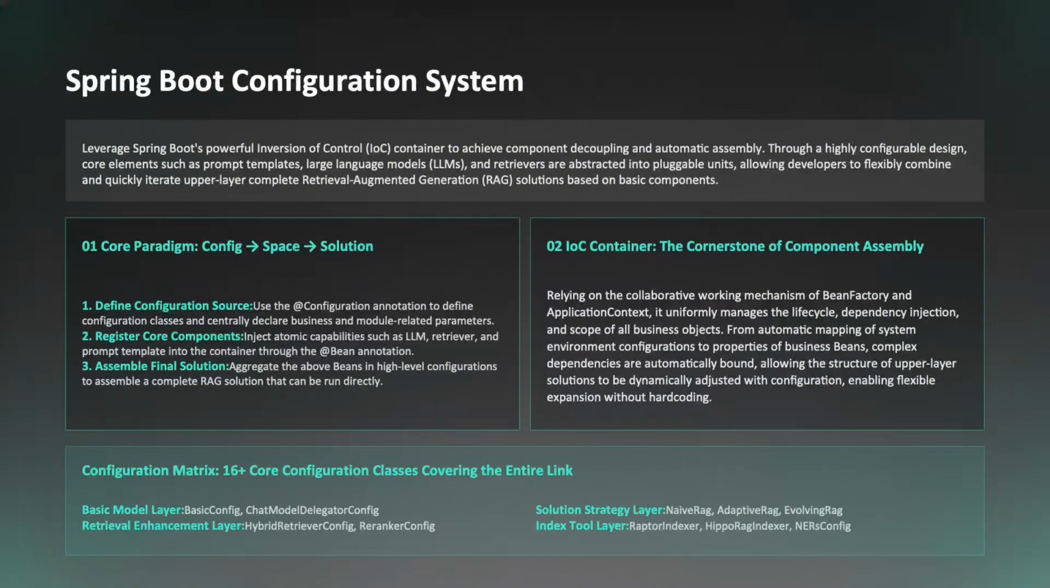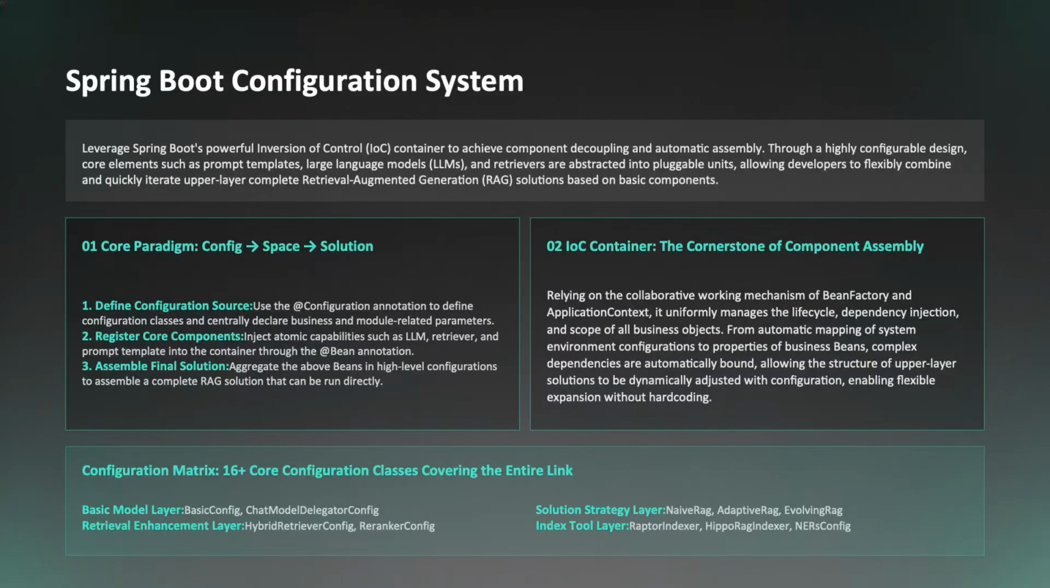Our core assembly paradigm follows 3 fixed steps. Config space solution. First, define configuration sources with configuration annotated classes to uniformly declare global model and business parameters. Second, register core atomic components via @Bean annotations, including LLMs, retrieval engines, prompt template spaces, and re-rankers. Third, assemble all registered beans into a complete, runnable RAG orchestration solution in top-level configuration classes.